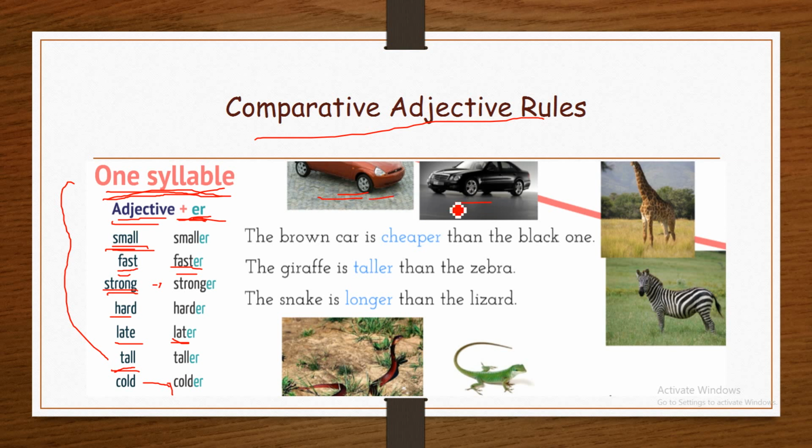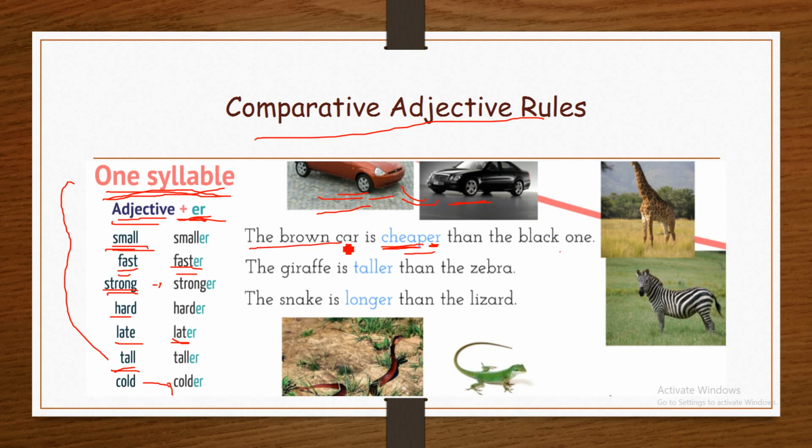Example, here we have two cars, a brown car and a black car. We have two objects. We compare these two objects by these adjectives. The brown car is cheaper. Cheap is a one syllable adjective. We just add er to it. The brown car is cheaper than the black car.